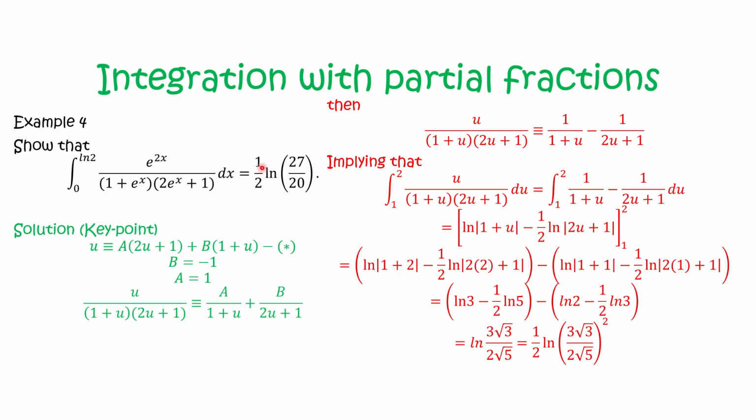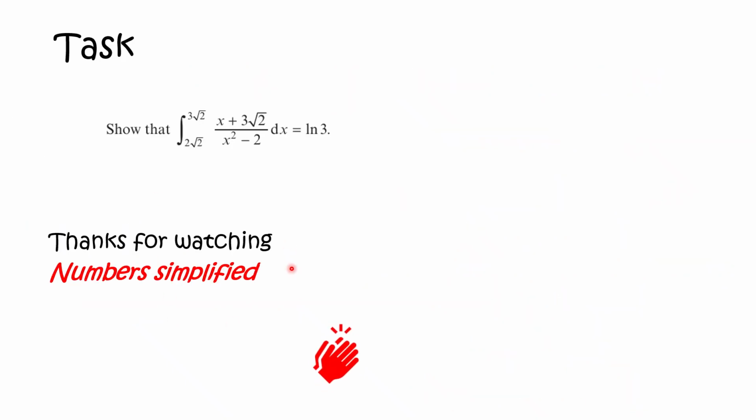Now, take a look at this. We want to show that which is given, and we see that we can actually square what we have inside the natural log function and multiply by a half according to the laws of natural logs. And in so doing, that gives us what we are looking for. So meaning that the integration of what we have on the left hand side is equal to 1/2 of the natural log of 27 divided by 20.